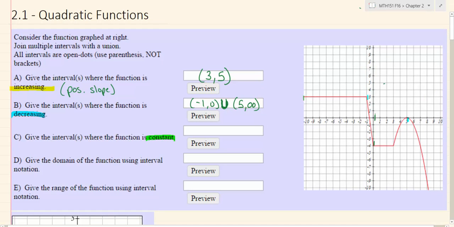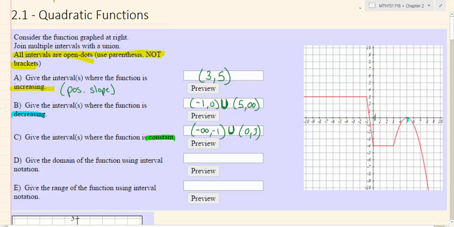Finally, we want to look at where's the function constant. And so that's going to be these horizontal segments. What is the slope of a horizontal segment? 0, yeah, the slope is 0. So that means it's not increasing, it's not decreasing, it's constant, it has a constant slope. And so these intervals, I think this one here is going to be -infinity all the way up to -1. And this interval is going to go from 0 to 3. So we'll write that as (-infinity, -1), and then the union symbol, and then (0, 3).